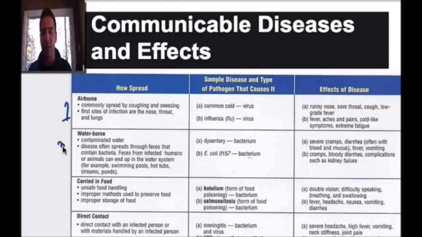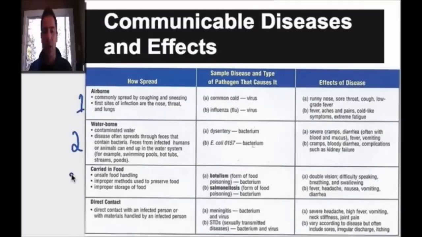So the second thing we'll discuss is waterborne. If we have contaminated water, then we can pass on these communicable diseases as well. Sometimes we'll have bacteria in there, maybe from feces, and we can contaminate that water system. Examples of that might be things in the pool, and that's why they have chlorine in the pool, so that they can kill all these diseases and pathogens so that they don't spread throughout the various populations.